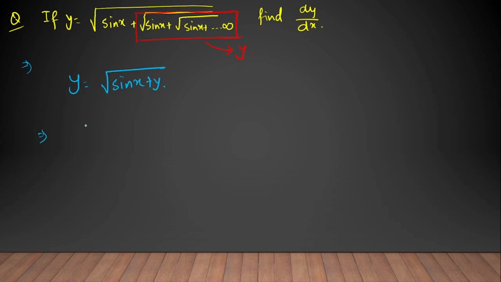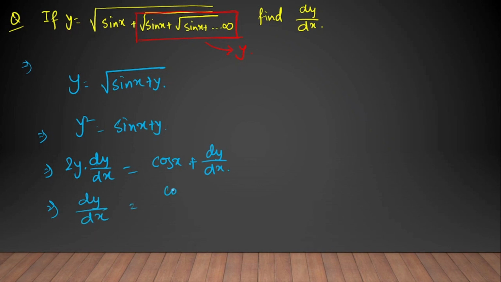Okay, so we have to square both sides, y square equals to sin x plus y. Then we have to take the derivative on both sides, y square derivative, that is 2y dy dx equals to sin x derivative, that is cos x plus dy dx. So we can write dy dx equals to cos x divided by 2y minus 1. This is the answer of the question.